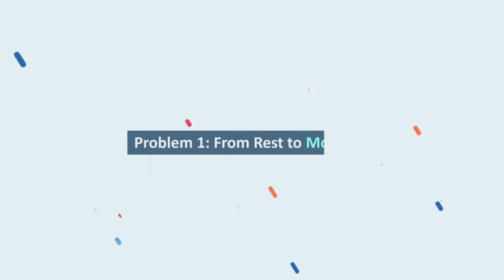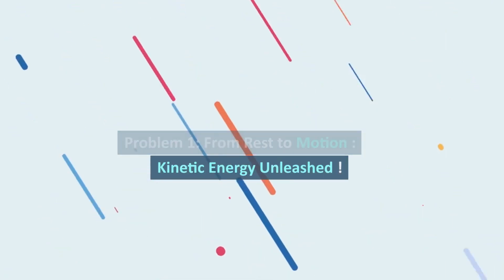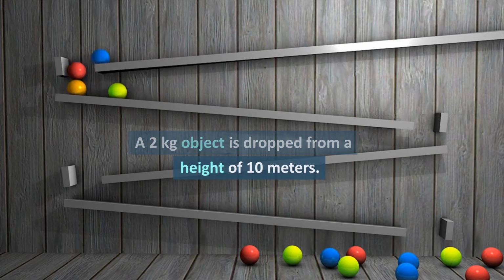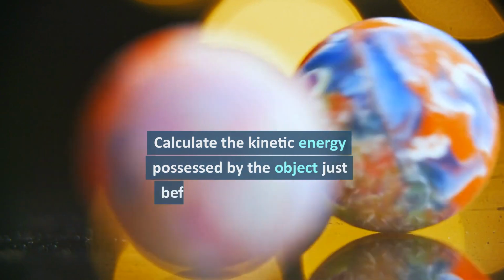Problem 1, from rest to motion, kinetic energy unleashed. A 2 kilogram object is dropped from a height of 10 meters. Calculate the kinetic energy possessed by the object just before it hits the ground.